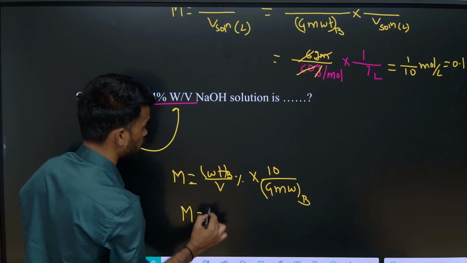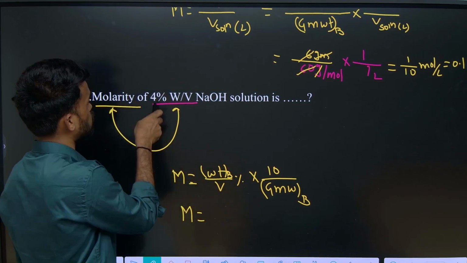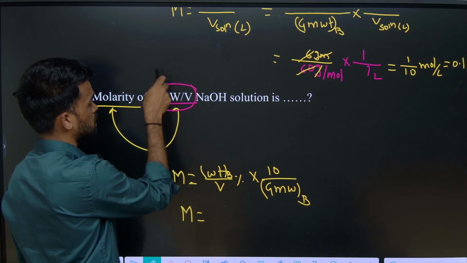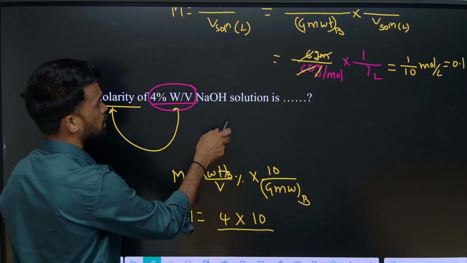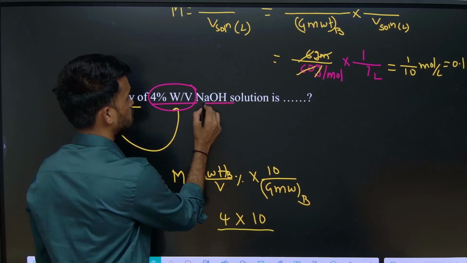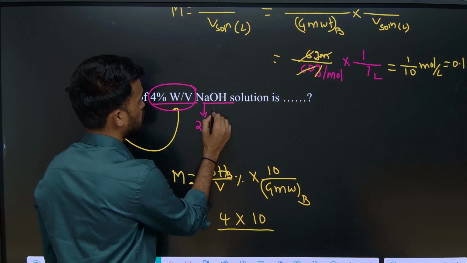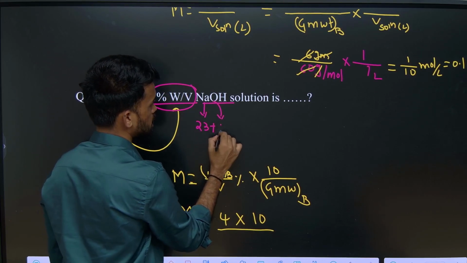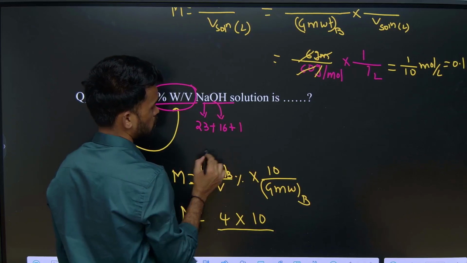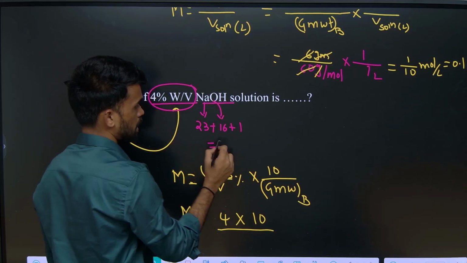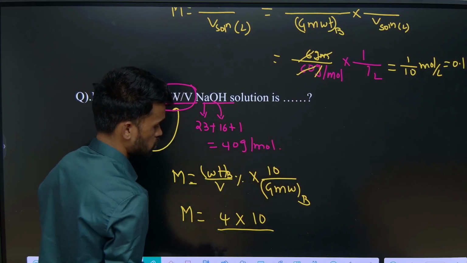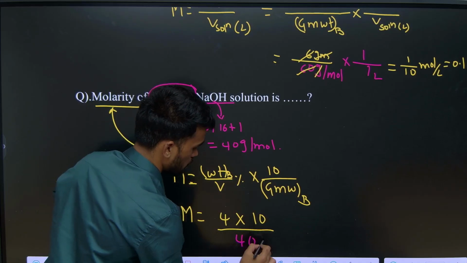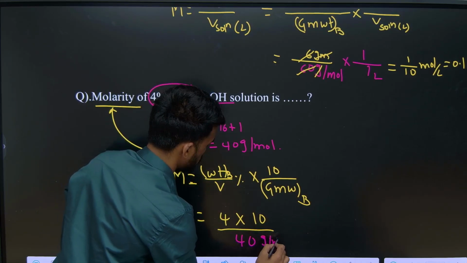Then what are we going to get here? Weight by volume percentage means how much they have given. See, weight by volume percentage is 4 into 10 by the gram molecular weight of NaOH. This is for sodium 23, plus for oxygen 16, plus 1 for hydrogen. So overall we are getting 40 gram per mole. Okay, so you can just take 40 gram per mole.